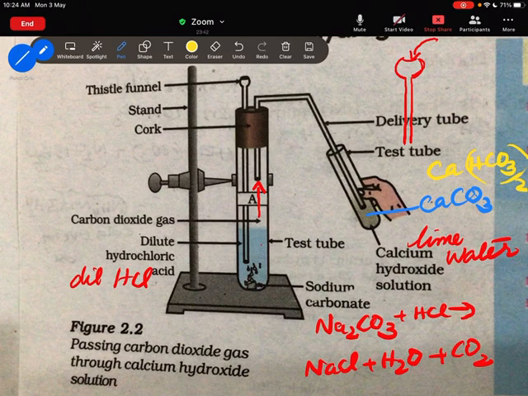So here we have taken a metallic carbonate. Sodium is a metal, and its compound is a metallic carbonate. If you are taking a bicarbonate, the reaction is the same. Carbon dioxide will be produced. So whether it is sodium carbonate or sodium bicarbonate, that is sodium hydrogen carbonate, the gas produced will be carbon dioxide only.